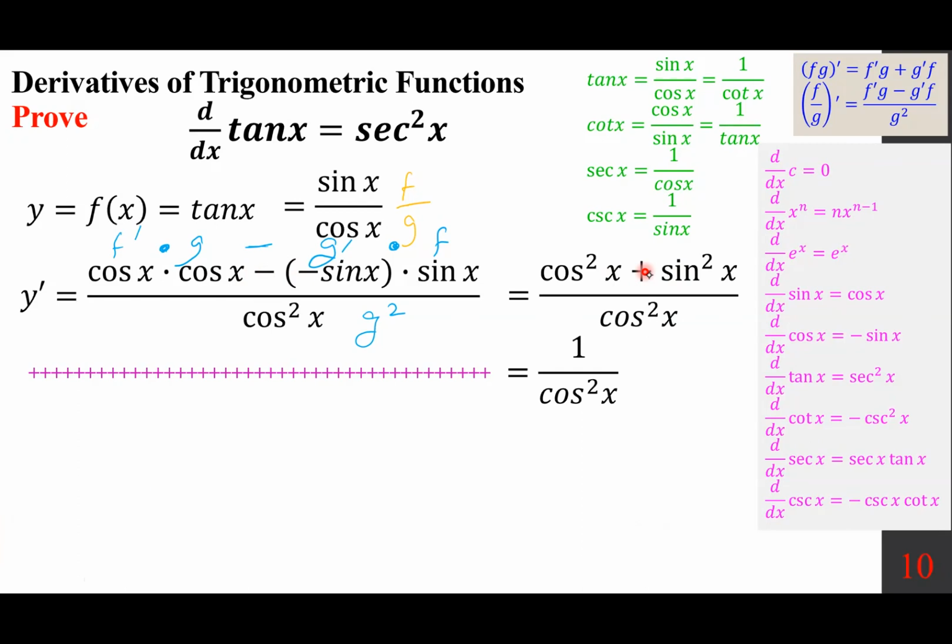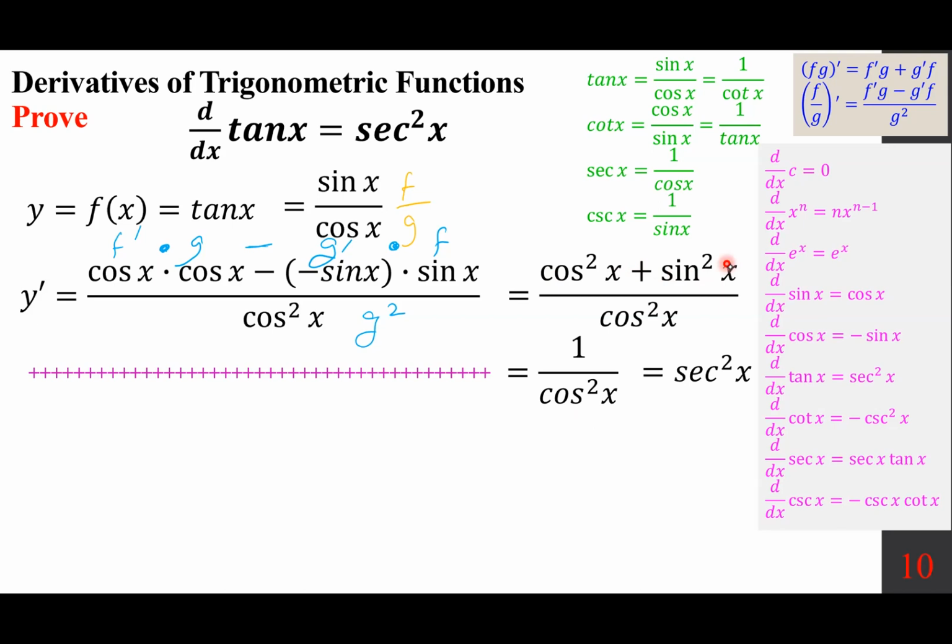Now, 1 over cosine squared. What is 1 over cosine? Secant. Therefore, this must be secant squared x. This is one of those Pythagorean identities. I'll discuss those, there are 3 of them, in a moment, but I hope everybody remembers them in any order.